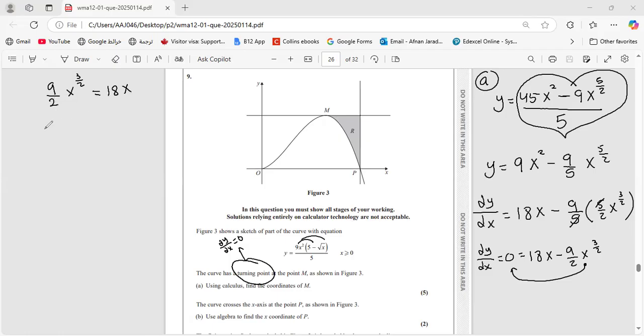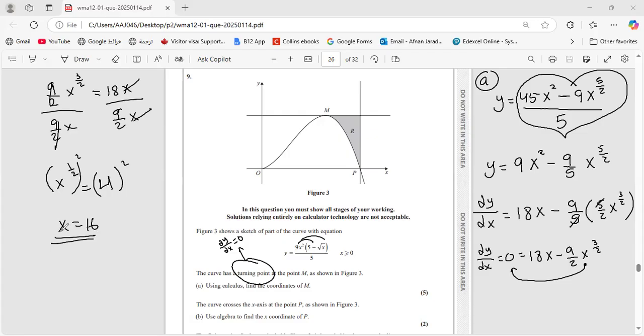To find x, you can divide both sides by 9 over 2 x. Here, it will be x to the power of half, and 18 divided by 9 over 2 equals 4, I think 4, yes. Then it's to the power of half; to make it to the power of 1, square both sides, so x equals 16. So x equals 16.